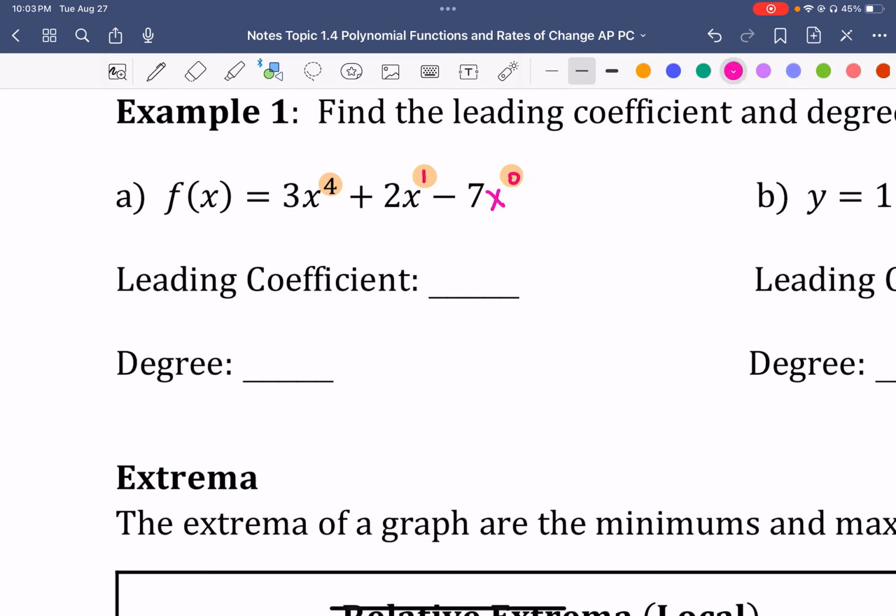So what you're going to do is analyze all of your exponents, and then circle the term that has the biggest exponent. In this one, it would be the term 3x to the power of 4. Okay, so that's my leading term. From that leading term, I see that my leading coefficient is 3, and the degree is 4 because the exponent is 4.